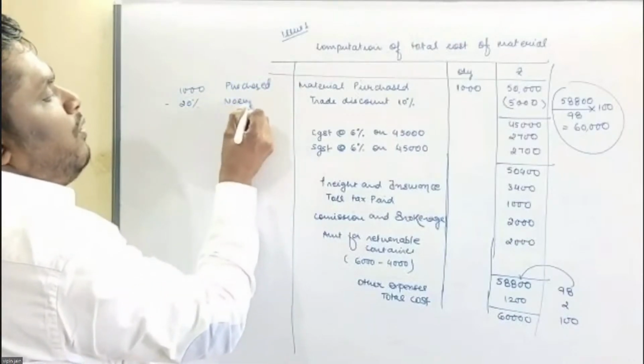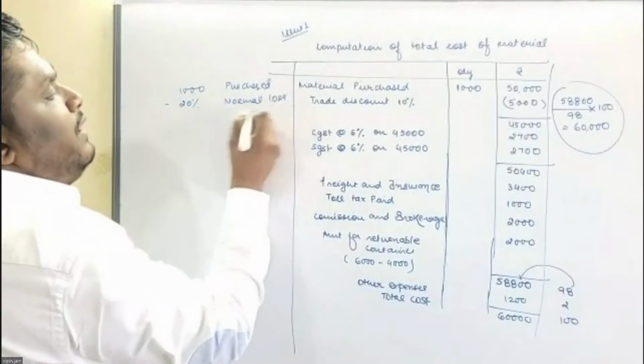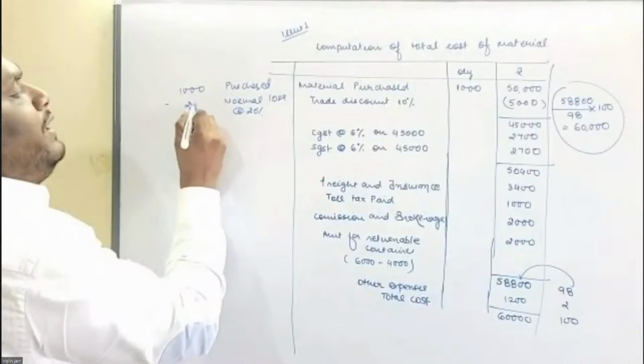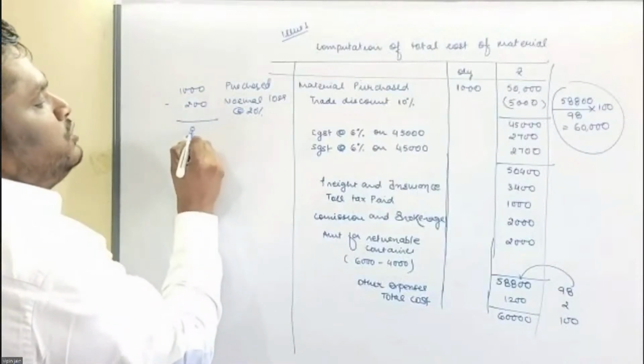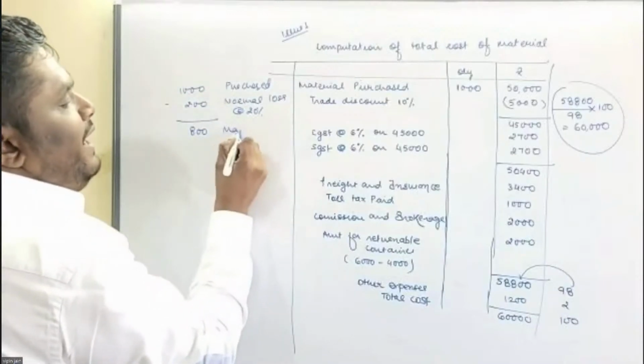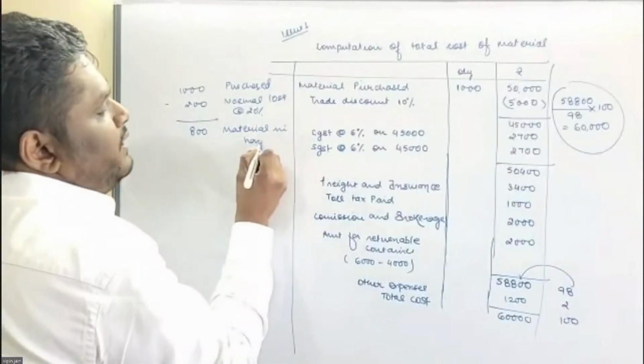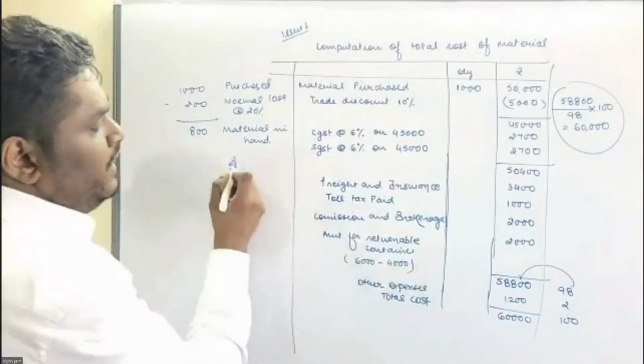Purchased minus normal loss at the rate of 20%. It means what? 200 units is the normal loss. So it means material in hand is how much? 800 units. So the cost per unit will be how much?